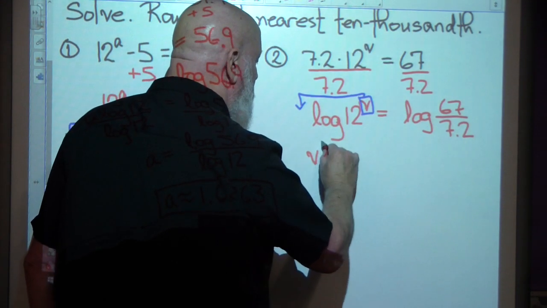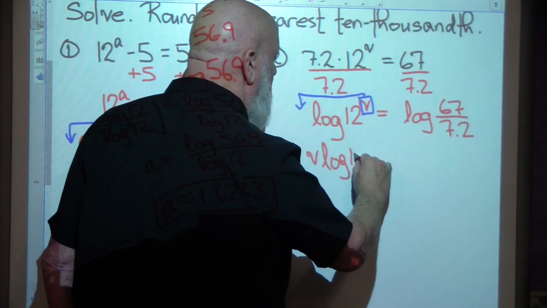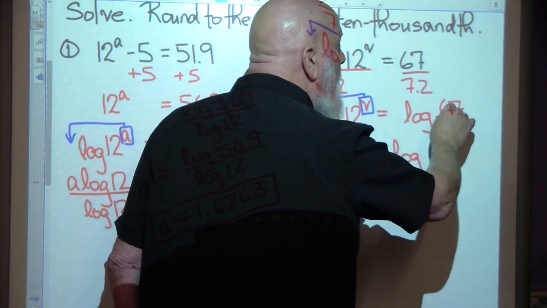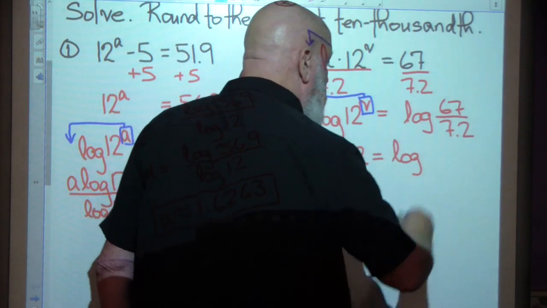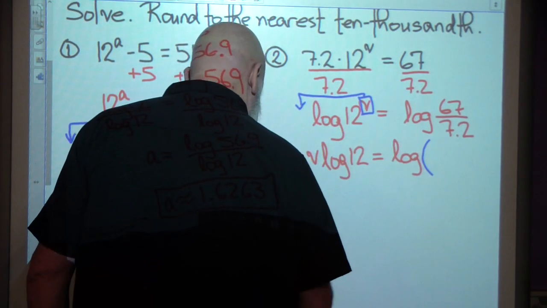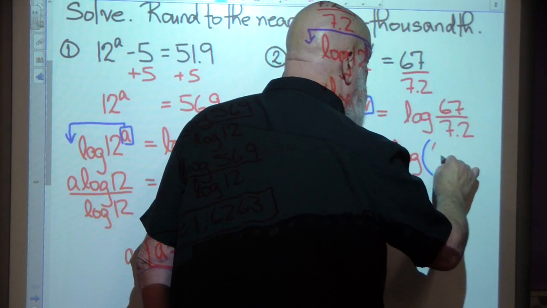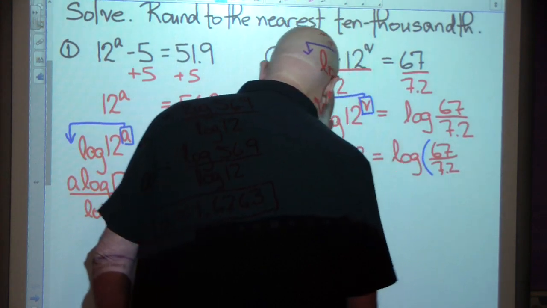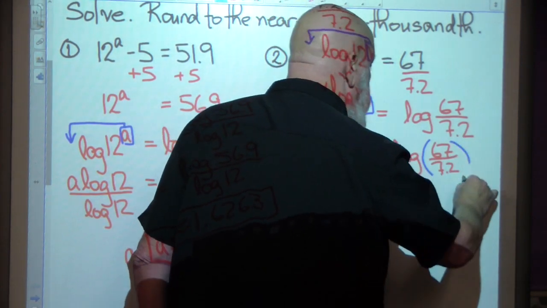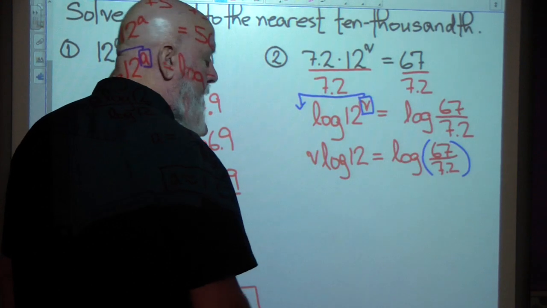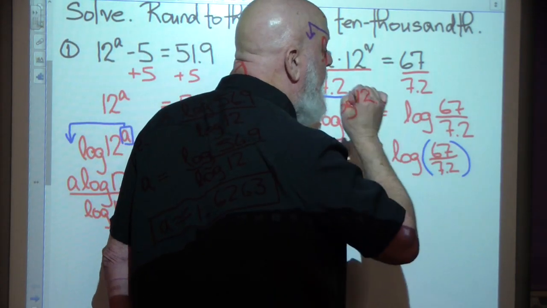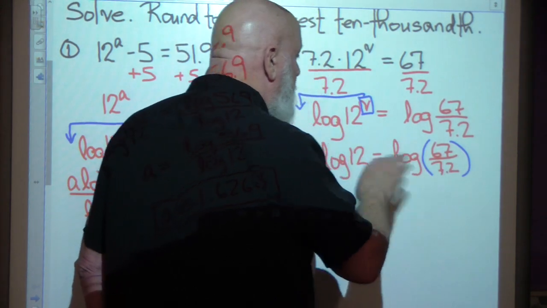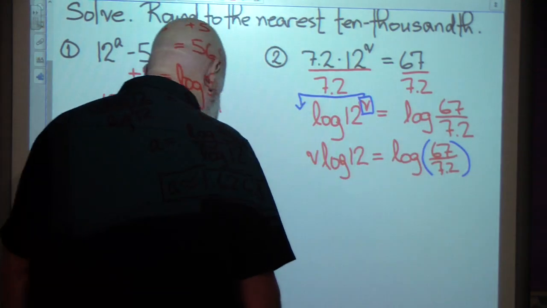V log 12 is equal to log, and you will want to put this in parentheses, 67 divided by 7.2, if I haven't miswritten anything. Definitely want to put that in parentheses, because if you don't, it'll take the log of 67, and when you hit divided by, it'll take the log of 67 and then divide that by 7.2. We don't want that. We want the log of this quotient.